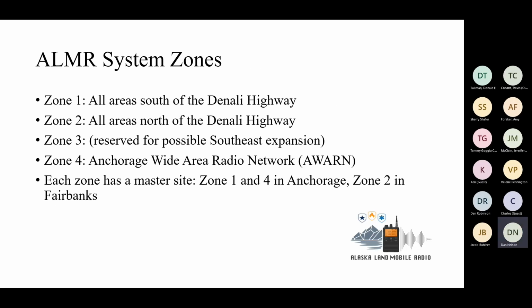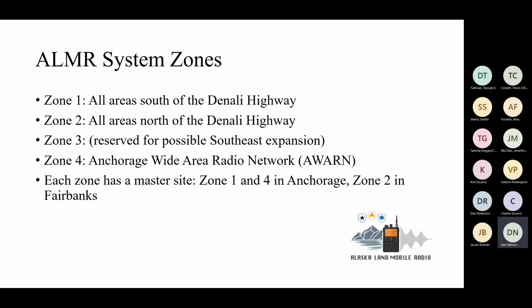When we talk about how ALMR is built, we build this out into four different zones. You might hear this referred to where Zone 1 is defined as all areas south of the Denali Highway, and Zone 2, all areas north. There are different controllers for those and different things that we'll look at. Zone 3 is not active right now, but was set up in the past, possibly for expansion in Southeast Alaska. There are some sites there now, but they are part of Zone 1. And Zone 4 is that Anchorage wide area radio network that I talked about. When we talk about a master site for these zones, they're located in Anchorage for Zones 1 and 4, and then up north, Zone 2 is located in Fairbanks.